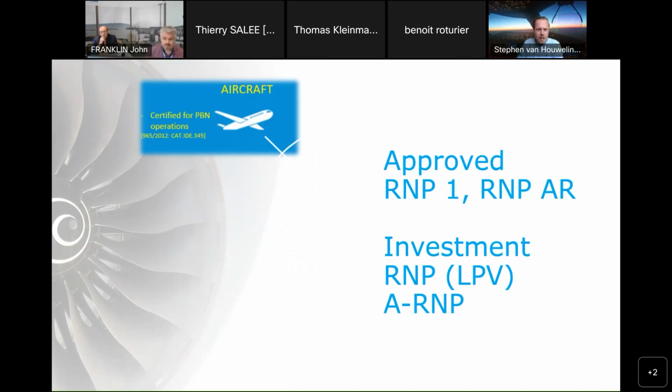please. The aircraft, I talked a bit about it already. The aircraft needs to be certified. What I see today is that they are approved for RNP1, RNP-AR, but you may need to invest to get LPV approved or advanced RNP, or maybe even the newer technologies.